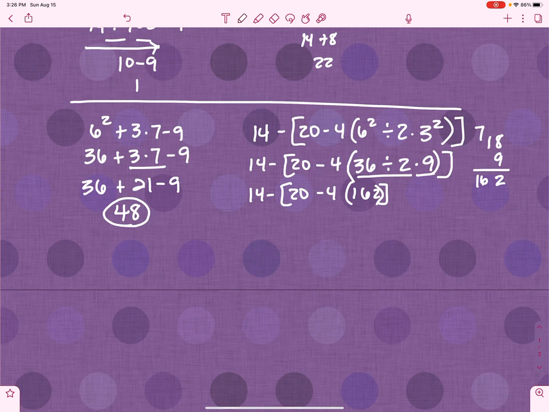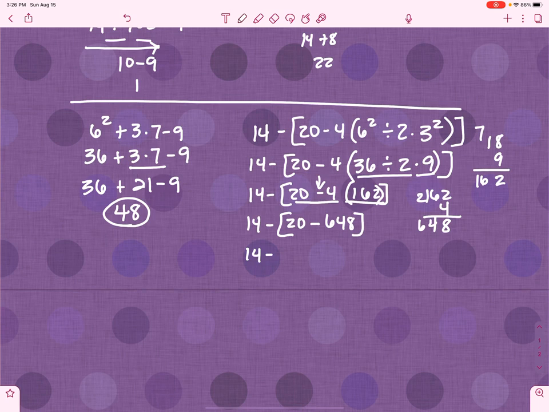All right, so now I've got 20 minus 4 times 162. Well, 4 times 162 is multiplication, so that has to come before this subtraction right here. So I'm going to have 20 minus 4 times 162. Okay, you're probably going to have to do that by hand. That's okay. 4 times 2 is 8. 4 times 6 is 24. 4 times 1 is 4, plus 2 is 6.